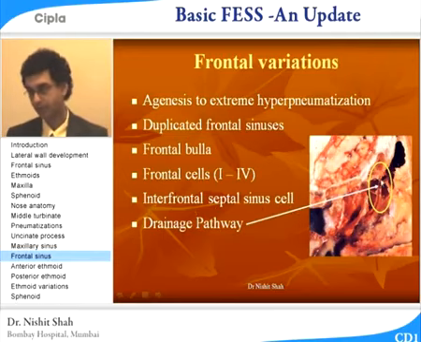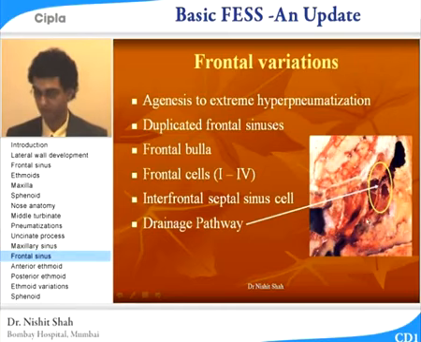This figure shows us the frontal sinus drainage pathway, and you can appreciate here that this is the frontal sinus, this is the agger nasi, this is the type 1 cell, we have a supraorbital cell, and how the frontal sinus drains between these cells into the infundibulum, and from there into the middle meatus.